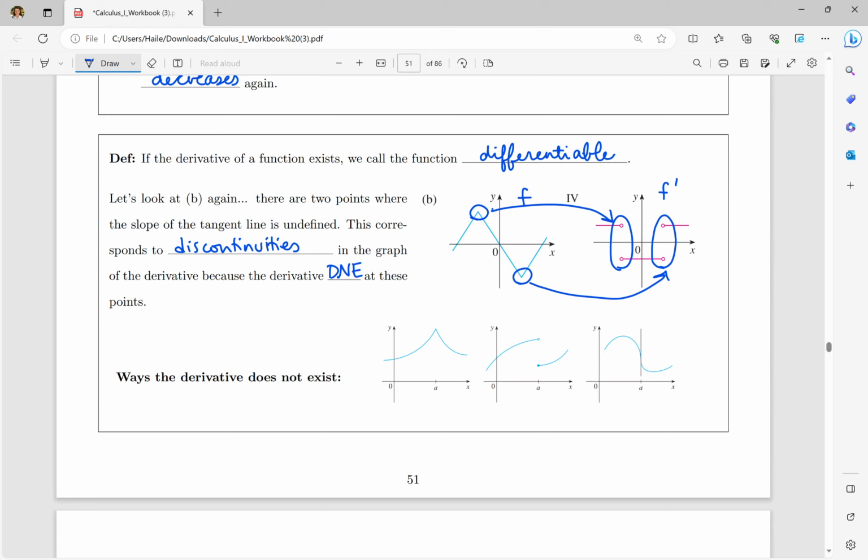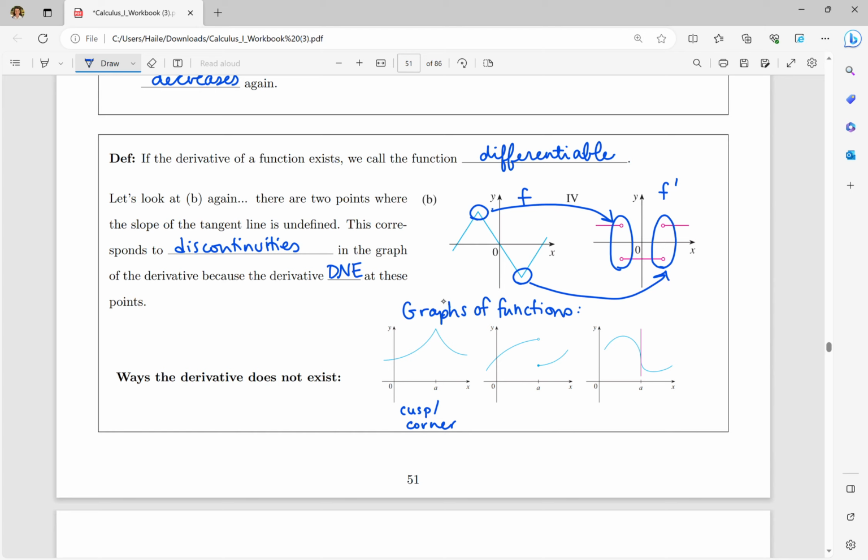Okay, but that's not the only way the derivative may not exist. So let's look at some other graphs of functions and see why the derivative may not exist. Here in this first one, we have kind of the same idea as that pointy curve that we just talked about. So we have what's called a cusp or a corner. Corner was in that part B example. A cusp is what you see here. It looks like a curvy corner.